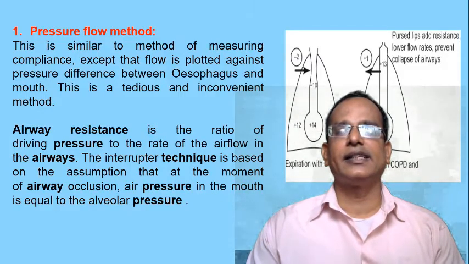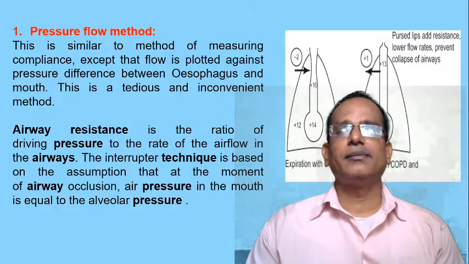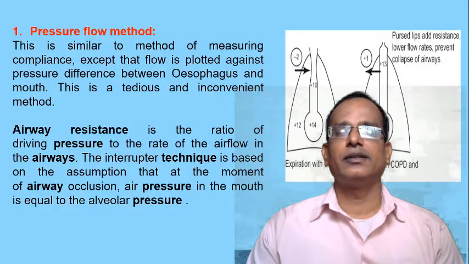Usually airway resistance, the formula is a ratio of driving pressure to the rate of airflow in the airways, or airway path. Next we are using interrupter techniques, which are based on an assumption method.